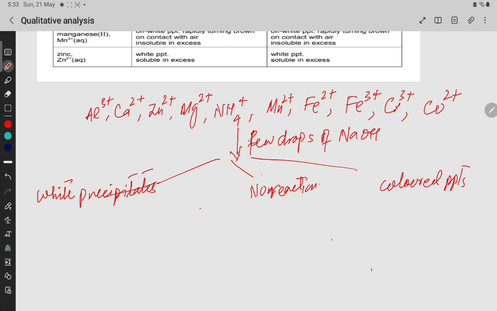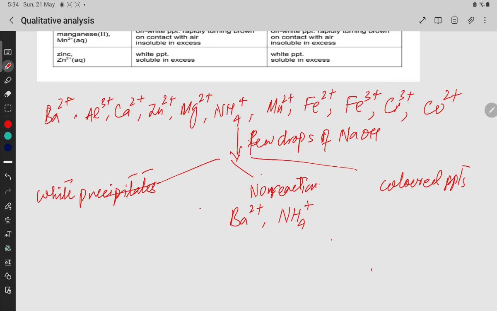If there is no reaction, so you don't notice any change, then it means the solution contains barium ion and ammonium ions with the addition of a few drops.